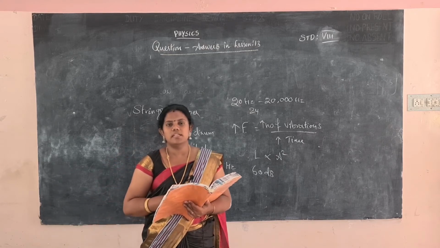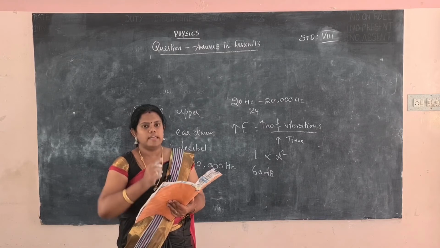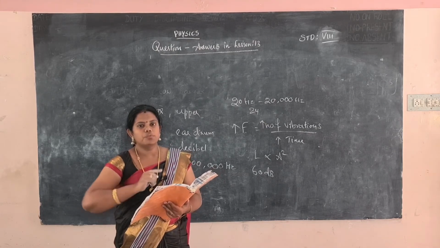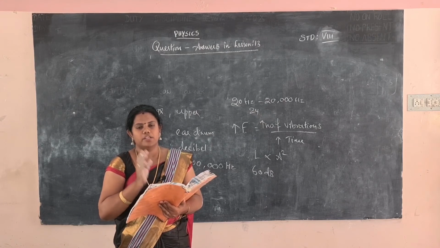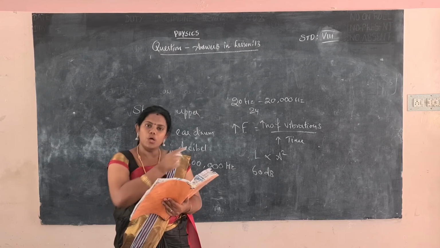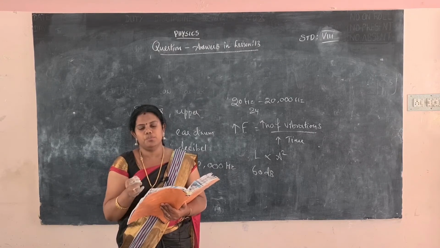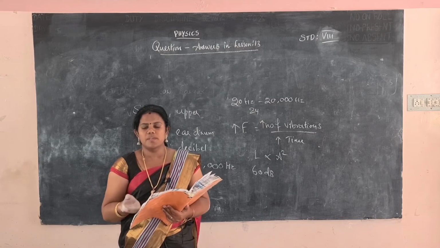And differentiate between audible and inaudible sounds. Audible sounds are sounds that can be easily heard by human beings. The range is 20 to 20,000 Hz. But sounds above 20,000 Hz or below 20 Hz cannot be heard by humans. That will be called inaudible sounds. Inaudible sounds means you cannot hear them.